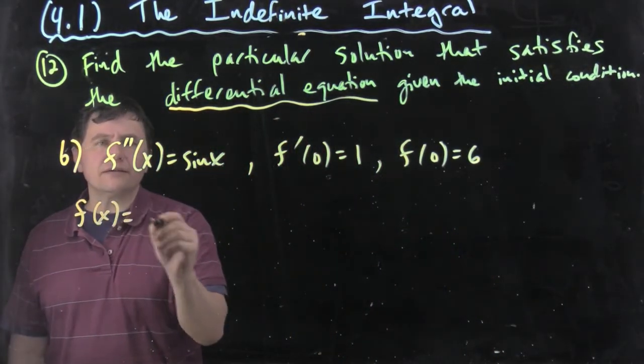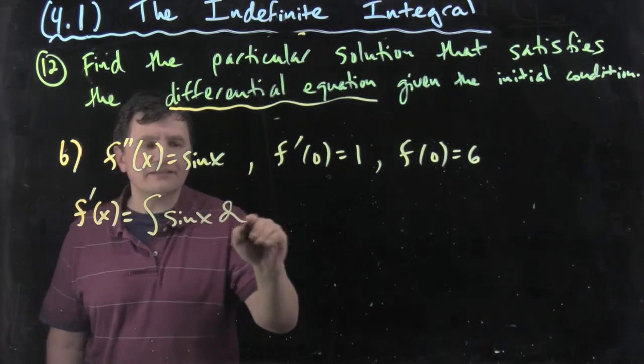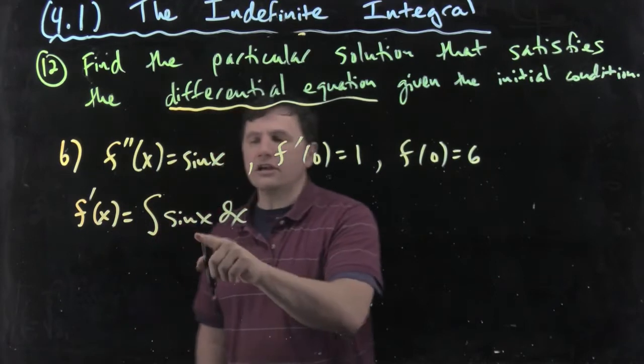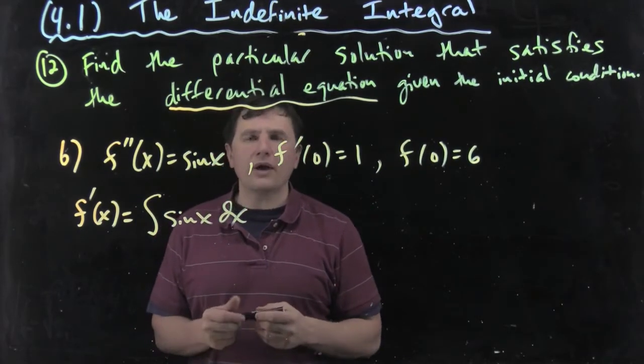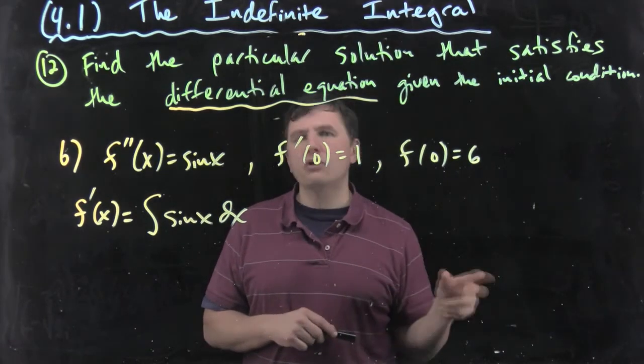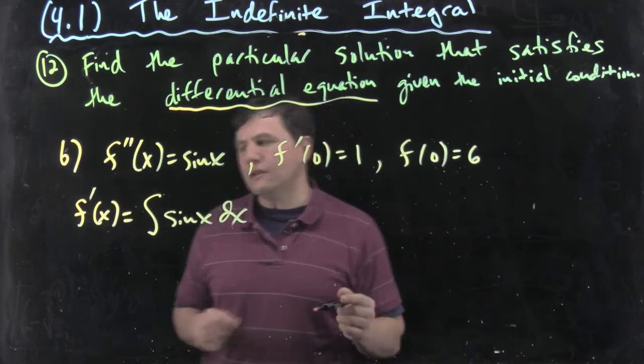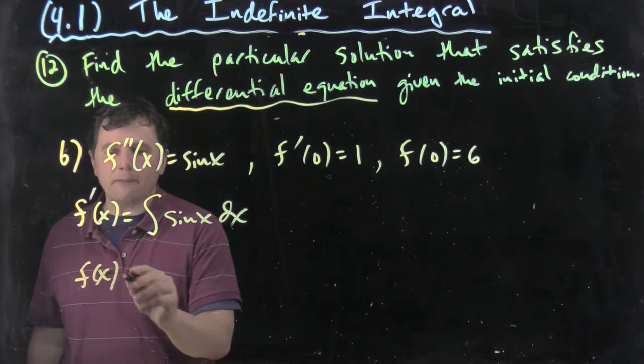So f prime of x is going to be the integral of sine x dx. Now this is where things get really confusing because a lot of times people think, oh, the derivative of sine is cosine, positive cosine. The derivative of cosine is negative sine. When you antiderive, those actually flip. That's why these checks are very important.